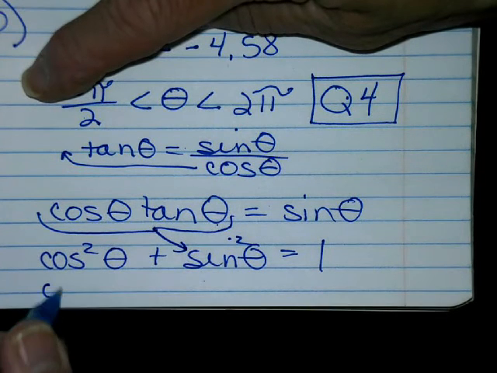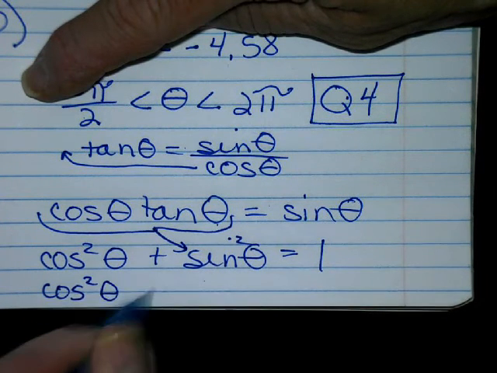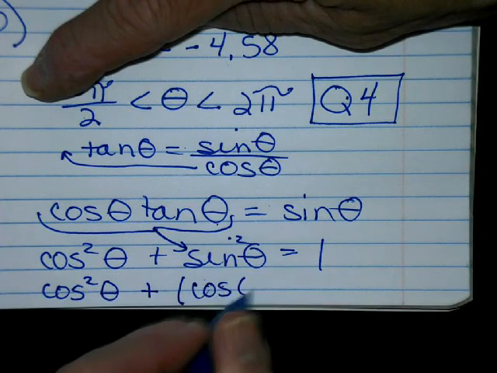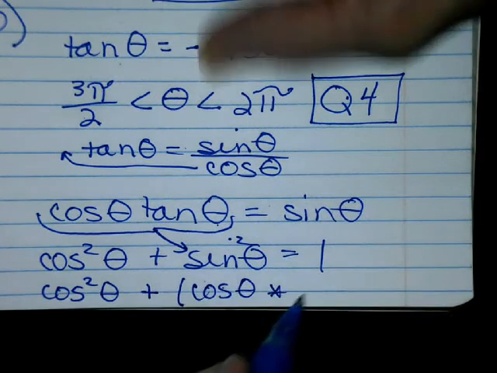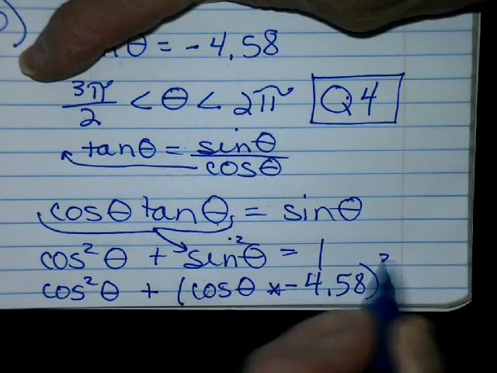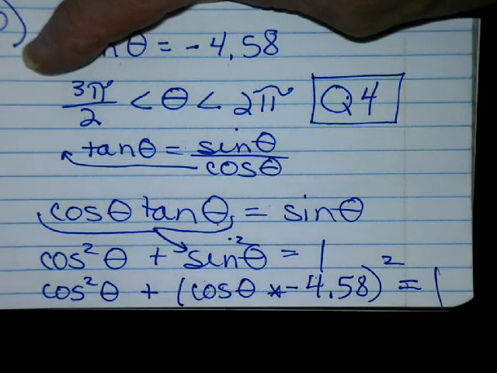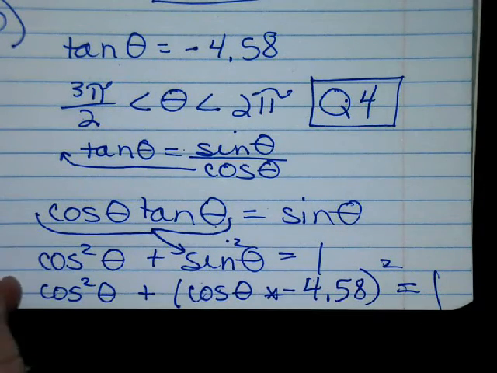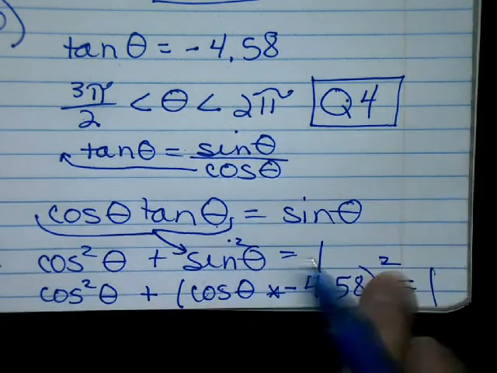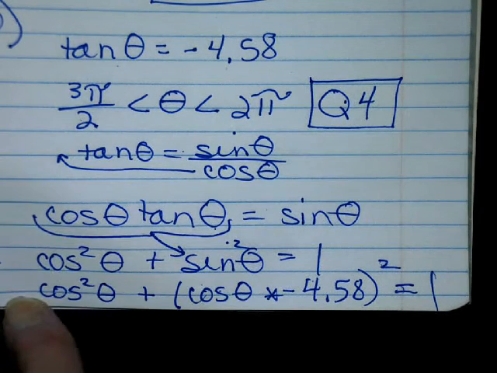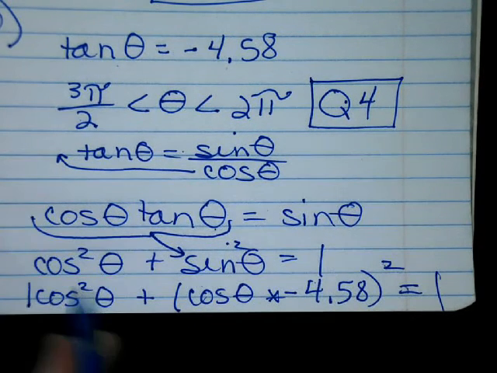So that way the cosine squared, and when I square this, I'll put it down here. Cosine squared theta plus cosine theta times the tangent, which was a negative 4.58, and square it equals 1. So it's a little less to do if you use this formula. Whichever one you want to use. I would probably do that one, but the first one came to my mind first, so that's okay.